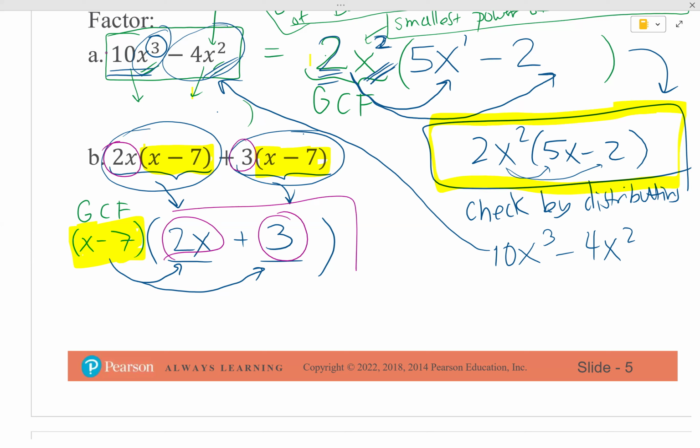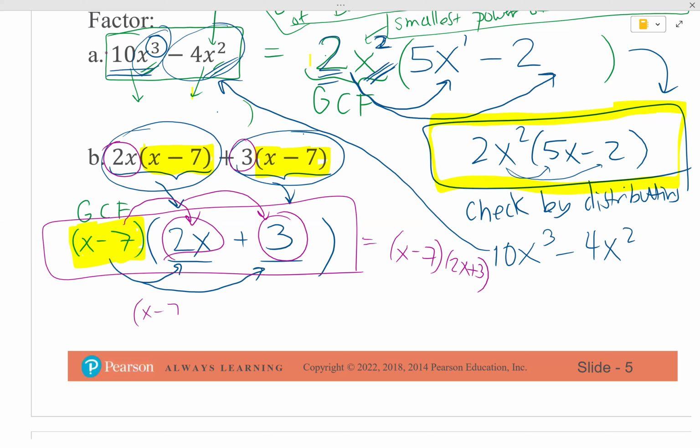What do you mean you don't have to write it with the weird circles around the 2x and the 3? 2x plus 3. But if you were to distribute this x minus 7, it would be x minus 7 times 2x plus x minus 7 times 3. And that's technically the same as the original.